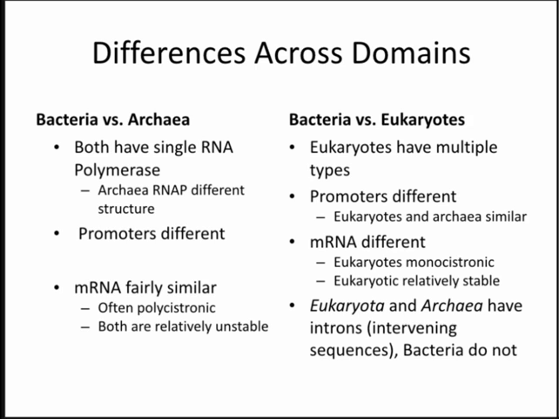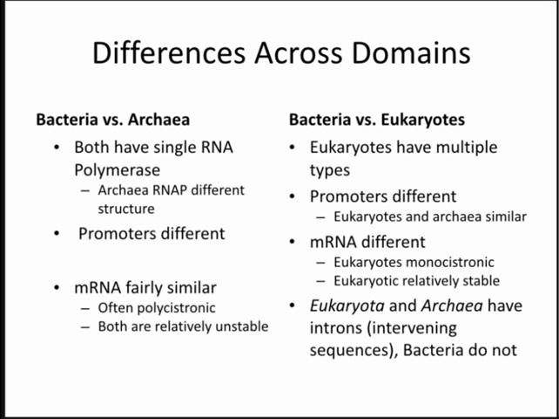There are differences across the domains. If you look at bacteria versus archaea, they will both have a single RNA polymerase, but the RNA polymerase from archaea has a different structure. In fact, that structure is very similar to eukarya. The promoters are different. The promoter structure seen in archaea is somewhat similar to what's seen in eukaryotes. However, the messenger RNAs that are made are fairly similar. They're often polycistronic and they're both relatively unstable.